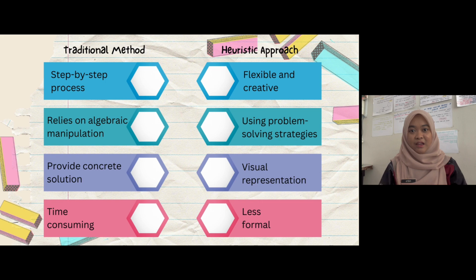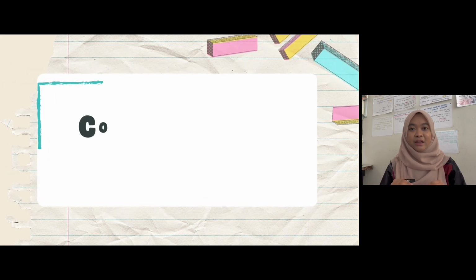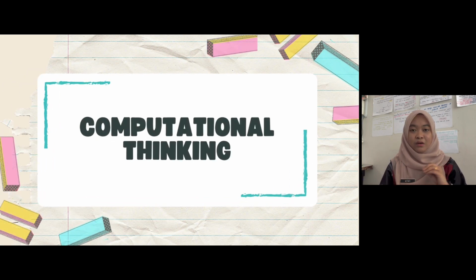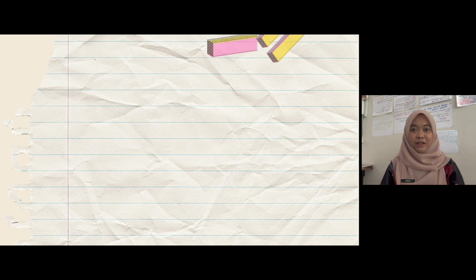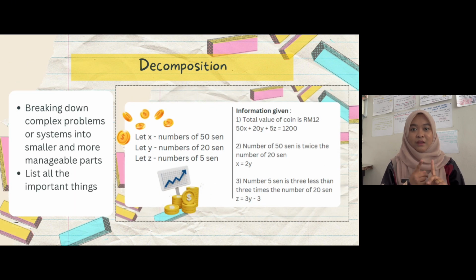Okay, the next part is relating the non-routine problem question to computational thinking. So for the first computational thinking technique, which is decomposition, as we know, decomposition is the breaking down of a complex problem into smaller parts. So in the diagram here, I list all the information or all the important things so that I will focus only on the important parts.